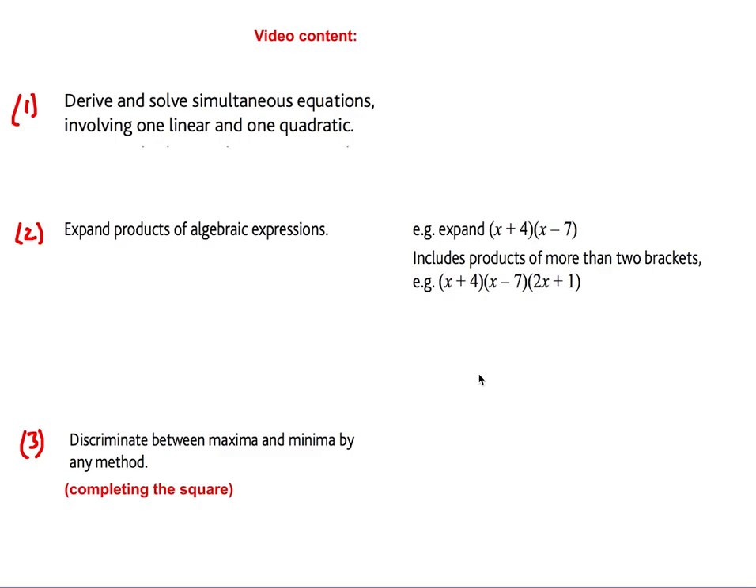Okay, so this is going to be a quick video looking at some of the new content that's just been added to the IGCSE 0580 Cambridge syllabus. In particular, these three things here. So deriving and solving simultaneous equations involving one linear and one quadratic, expanding the products of algebraic expressions with more than two brackets, and discriminating between maxima and minima by any method, and the method we'll look at is completing the square. So those three things we'll have a look at in this video.